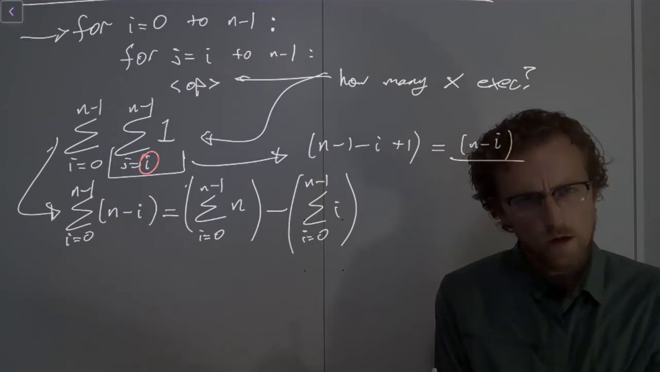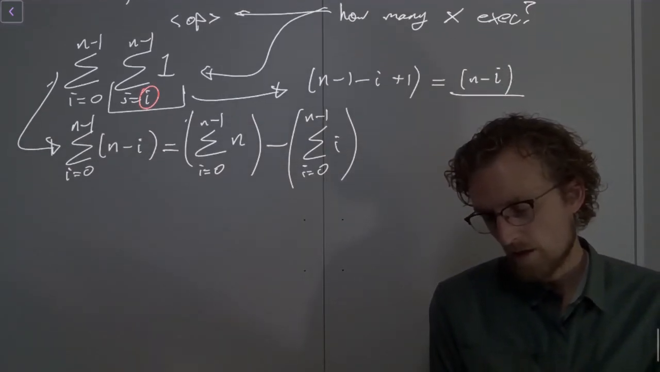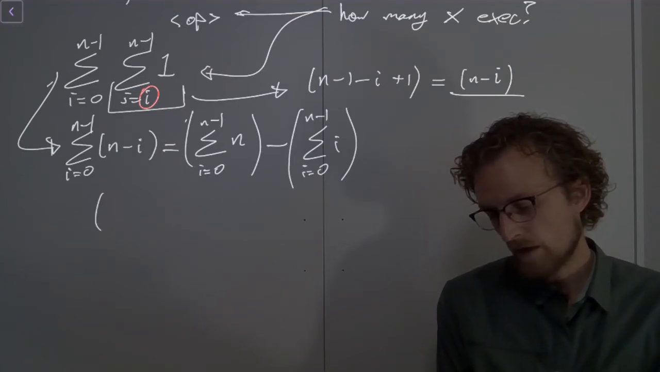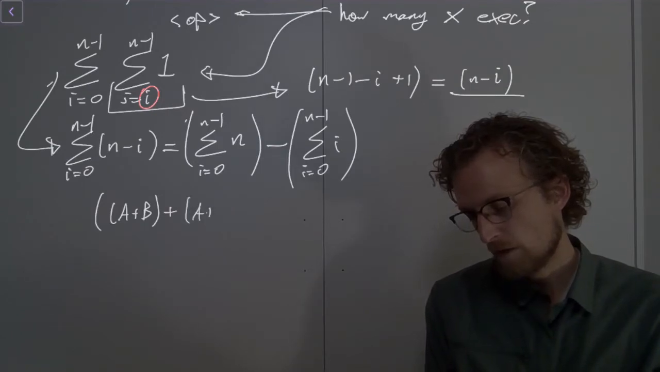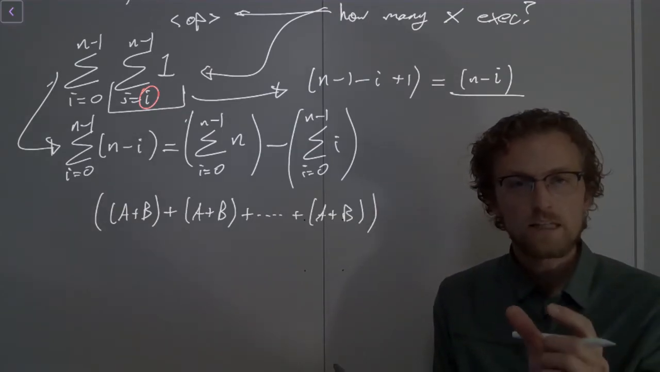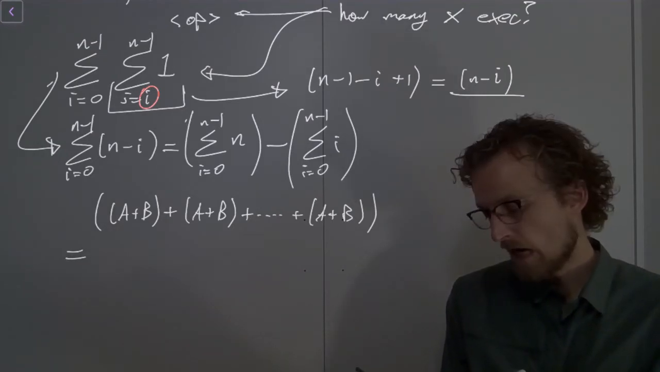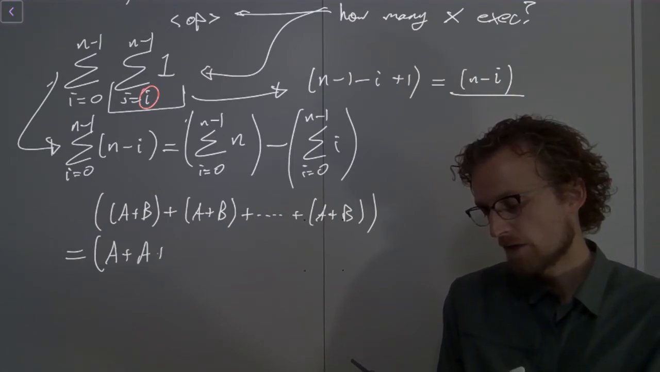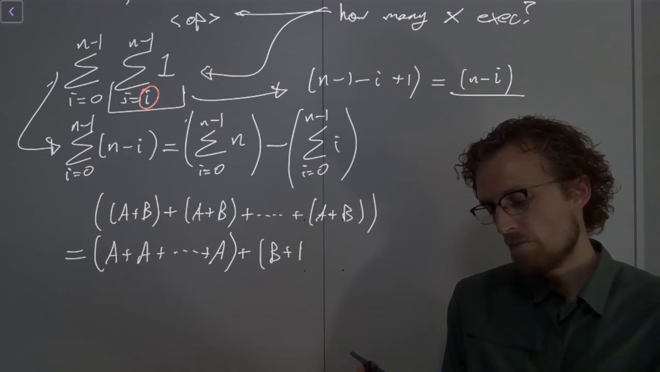Okay. So what have I just done? Well, I basically just said the following. I just used the fact that if I had a sum that went like this, a plus b plus a plus b plus dot dot dot plus a plus b, a sum that is two terms added together at every single tick, I can just separate out those two terms. This is the same thing as writing a plus dot dot dot plus a, plus b plus b plus b dot dot dot plus b.